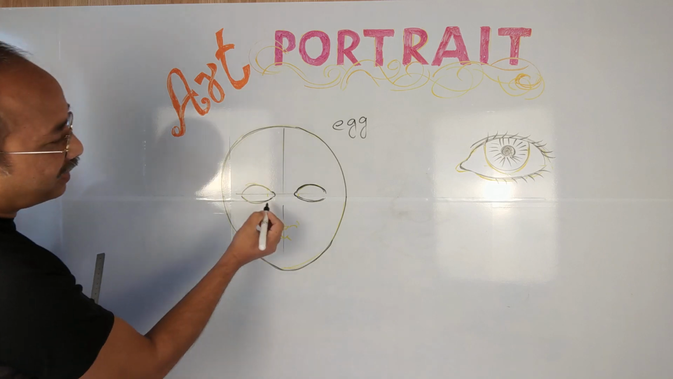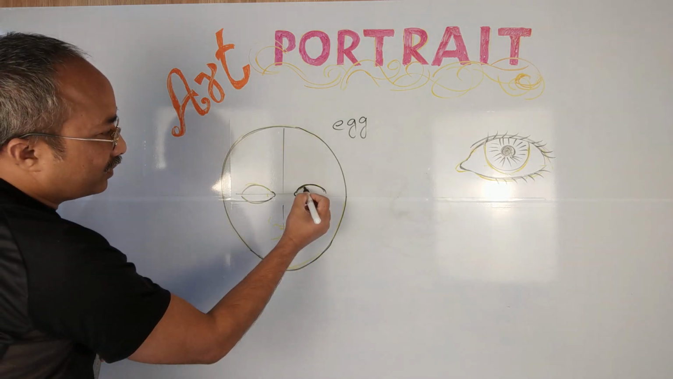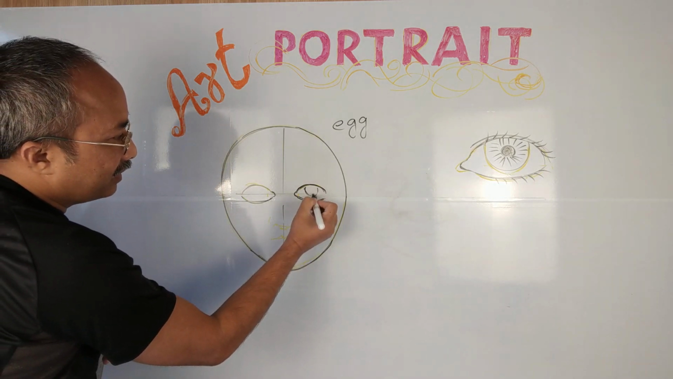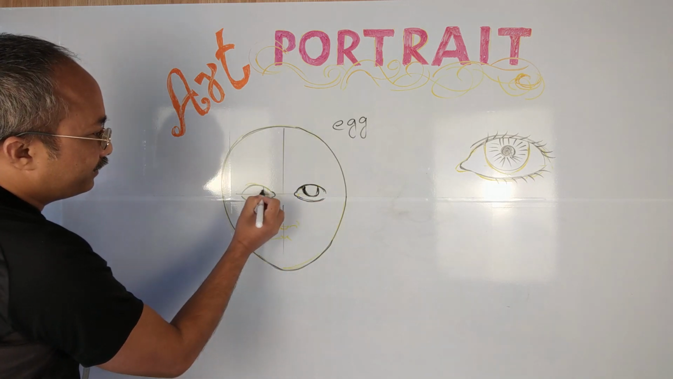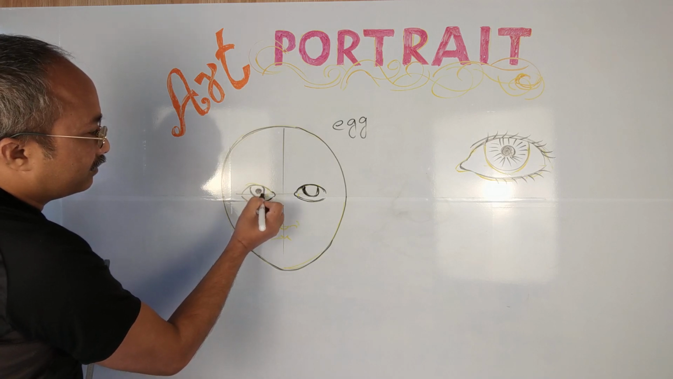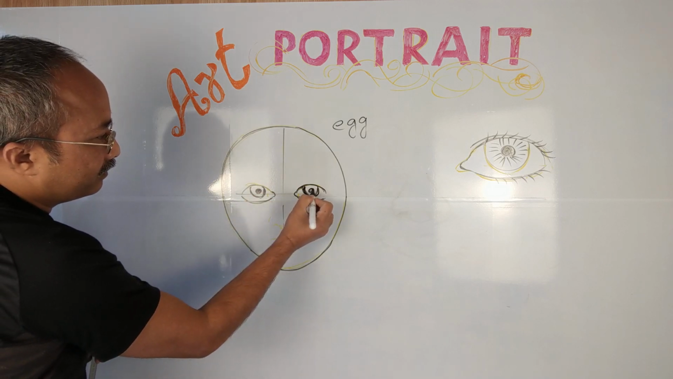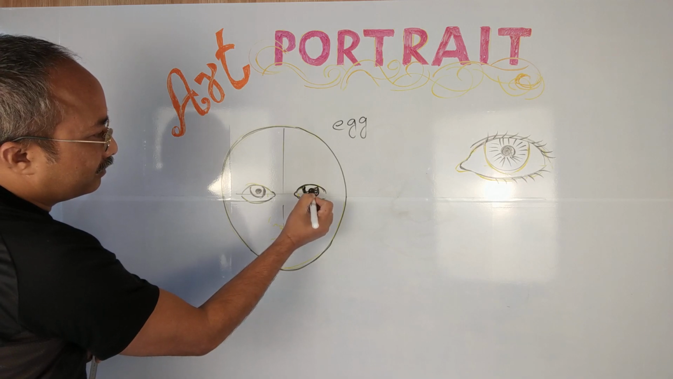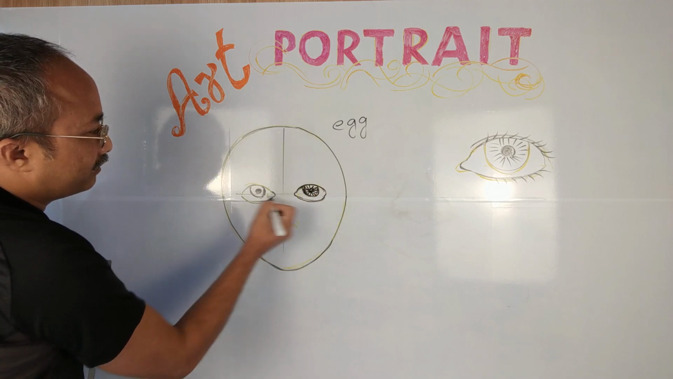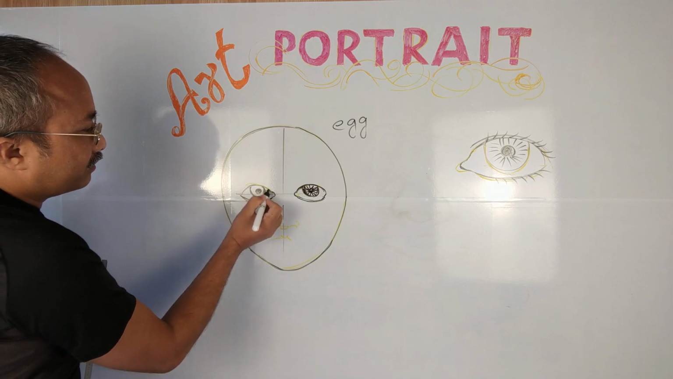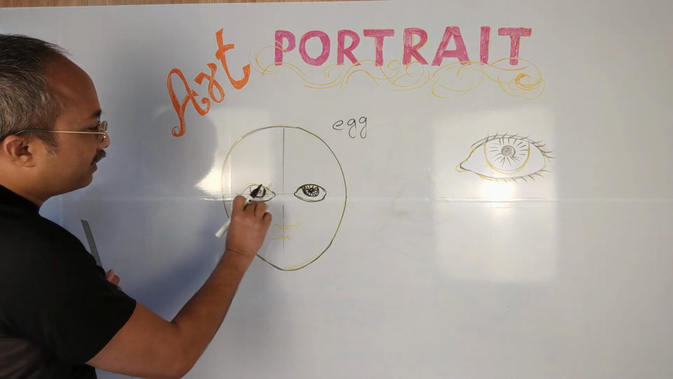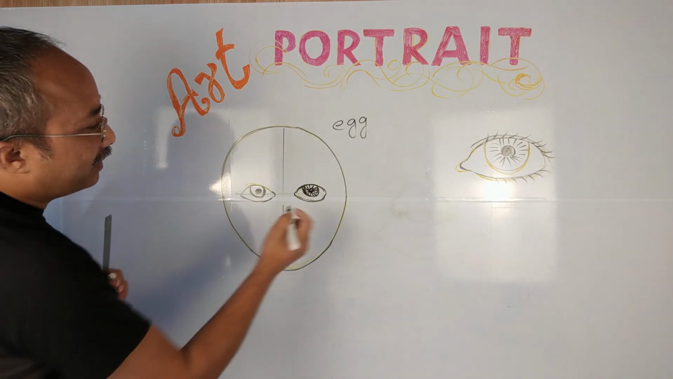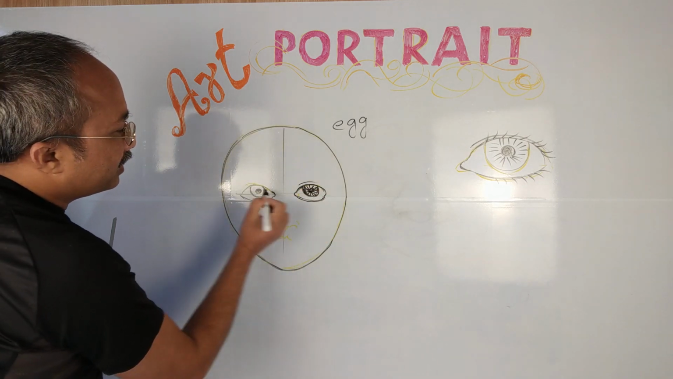Then what do you do? Draw inside a circle, which is the pupil. If you think it's slightly bigger, of course you can make it smaller by rubbing. Then you draw eyelashes.